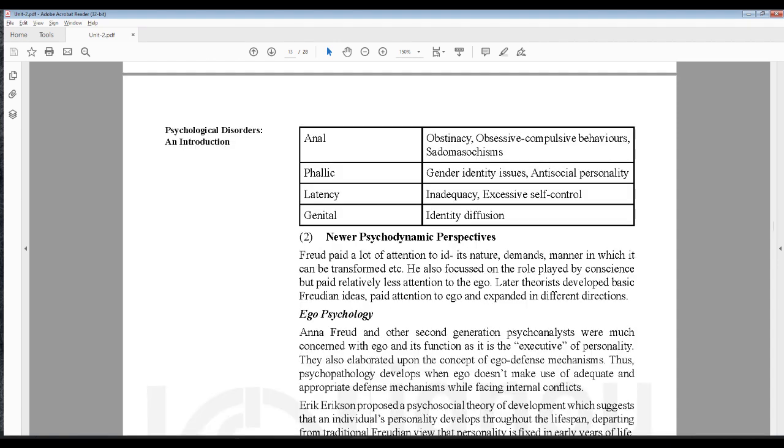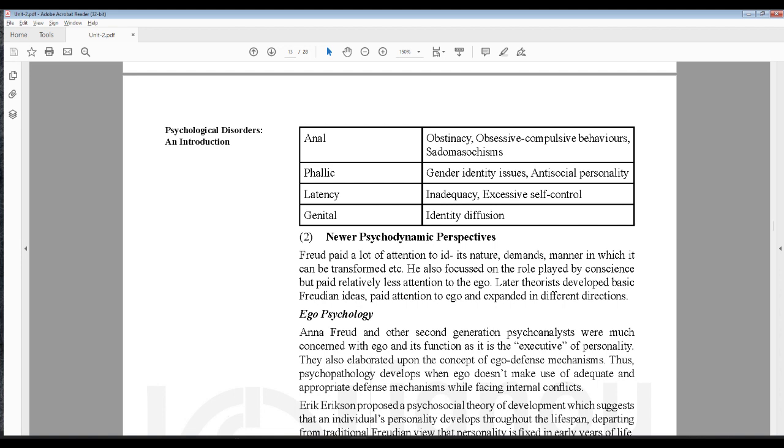2. Newer psychodynamic perspectives. Freud paid a lot of attention to ID, its nature, demands, manner in which it can be transformed, etc. He also focused on the role played by conscience but paid relatively less attention to the ego. Later theorists developed basic Freudian ideas, paid attention to ego and expanded in different directions.